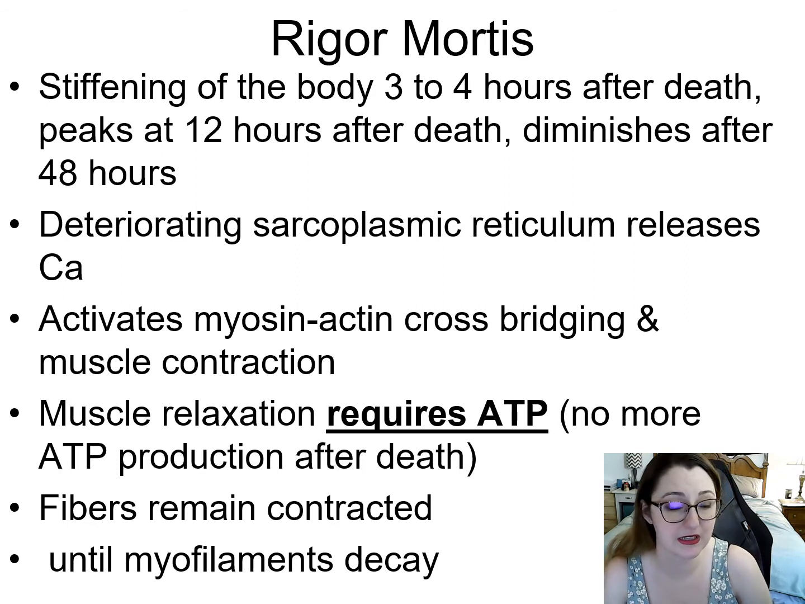So after the sarcoplasmic reticulum is deteriorating, all that calcium is being released, we have that tight contraction happening, all the limbs are stiff, the body is stiff, and it can't relax because there's no ATP. But what ends up happening is that the myofilaments will start to decay, and that will cause that kind of relaxation. More so you're just decomposing more than anything, and that will cause the body to unstiffen.